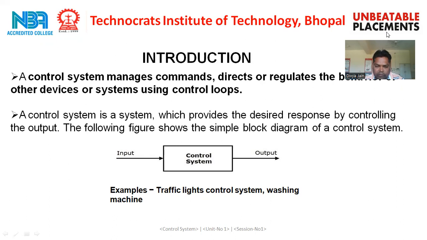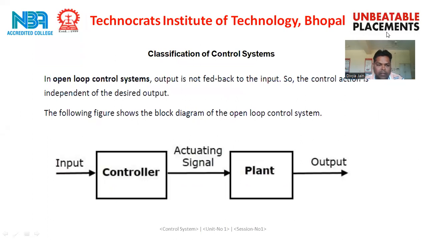In this diagram, we will take the example of the traffic light control system. The traffic light control system is an open loop system because the density of vehicles does not depend on the timer. The washing machine is another example of an open loop system. Next, in an open loop control system, the output is not fed back to the input, so the control action is independent of the desired output.